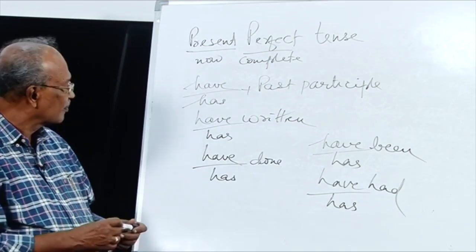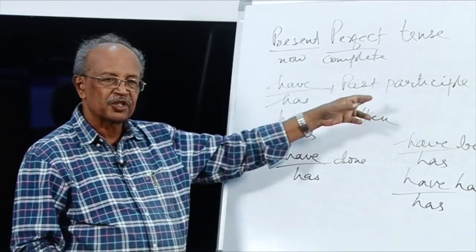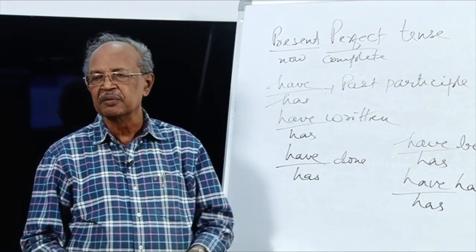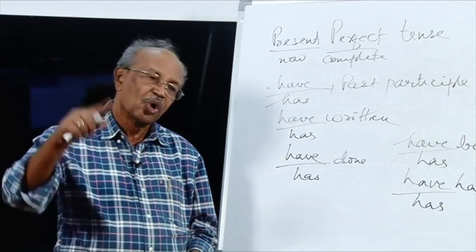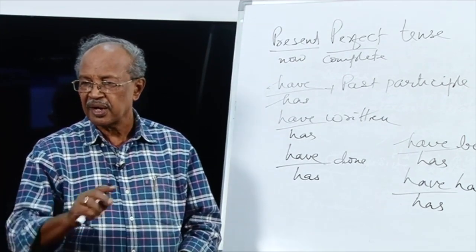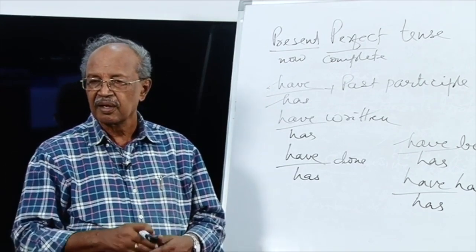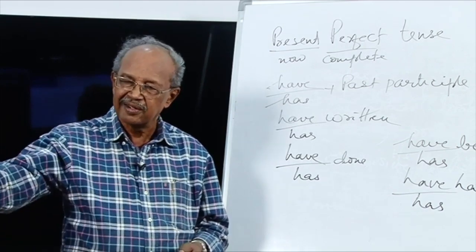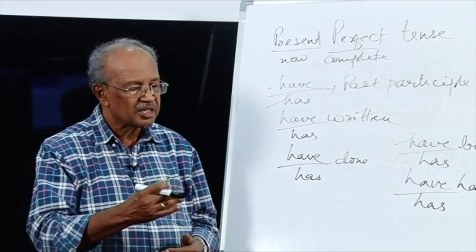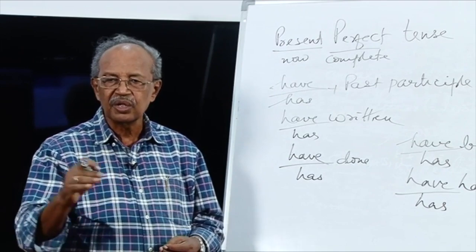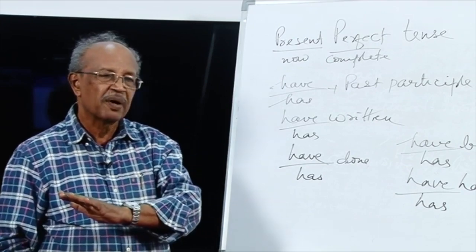Now, present perfect tense. This is a formula. Have or has plus past participle. The third form of a verb is known as past participle. Go, went, gone. Write, wrote, written. Speak, spoke, spoken. Have, had, again had. Do, did, done. Ask, asked, asked. Tell, told, told. Sell, sold, sold. Like that. The third form, past participle.